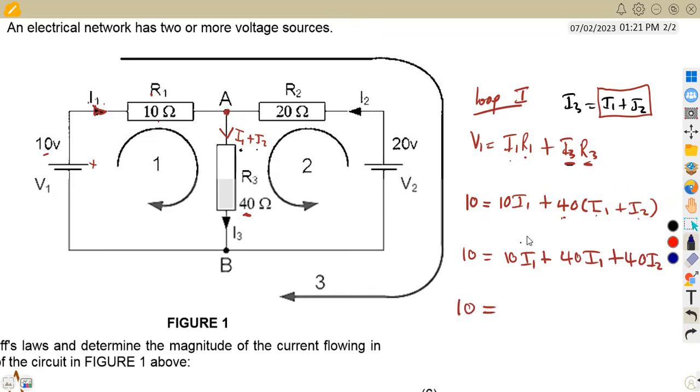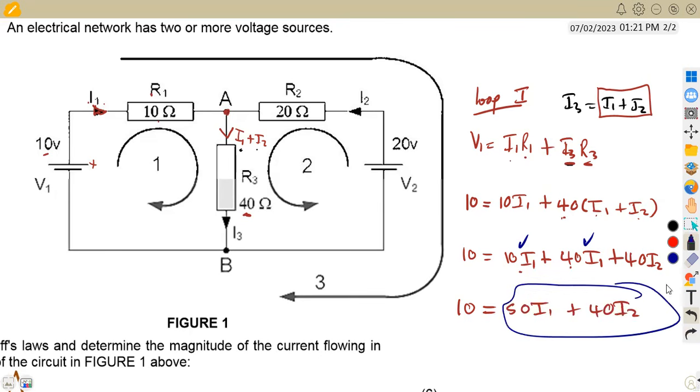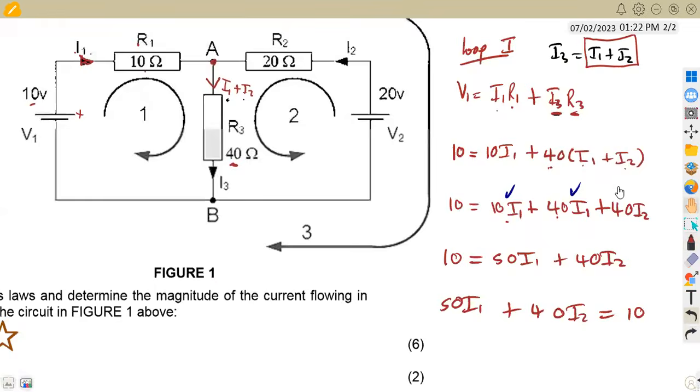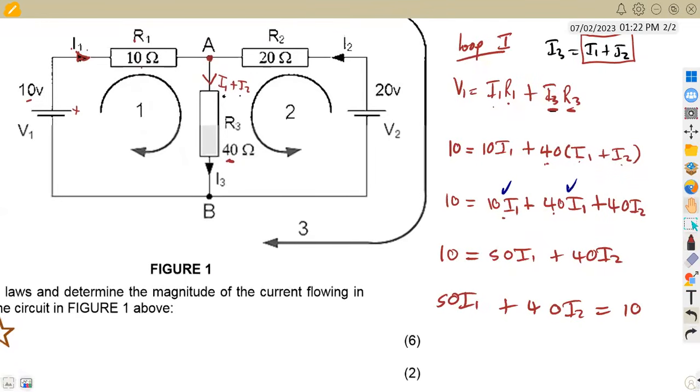Collect your like terms. We've got I1 terms: 10 plus 40, which gives us 50 I1, plus 40 I2. You can even start by writing the side with the unknown values. So this is your first equation: 50 I1 plus 40 I2 is equal to 10. You can play around with the equation the way that you want. You can even reduce it, since you can see that 10 is common throughout.